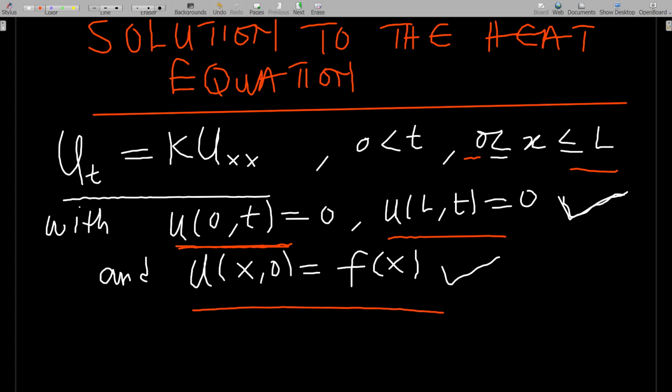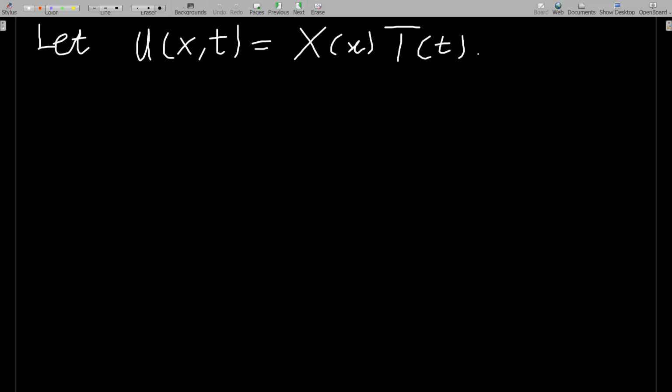Now to solve this, we're going to use what we call the separation of variables. The separation of variables says that we assume that the solution to this heat equation is this. The solution is the product of two functions, where one of them is solely a function of x and the other is only a function of t. We call the function of x capital X of x and that of t capital T of t.